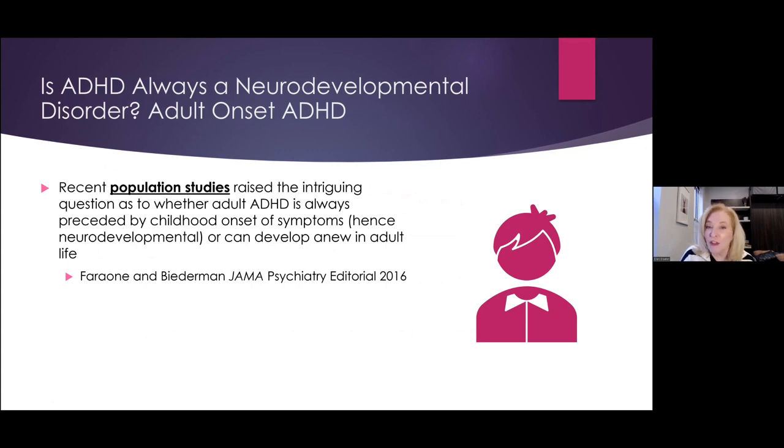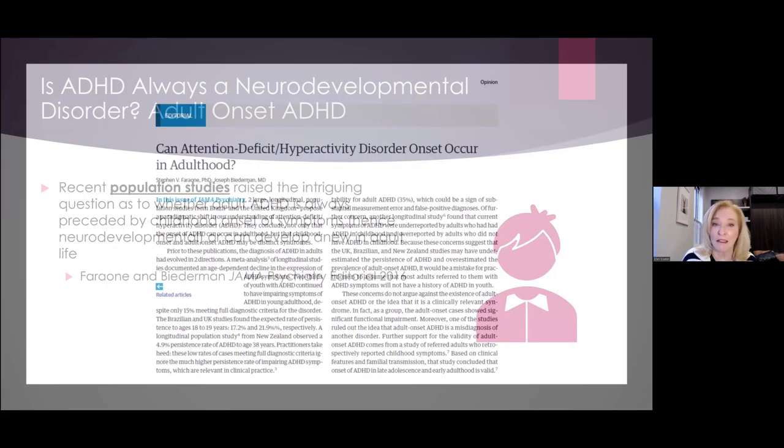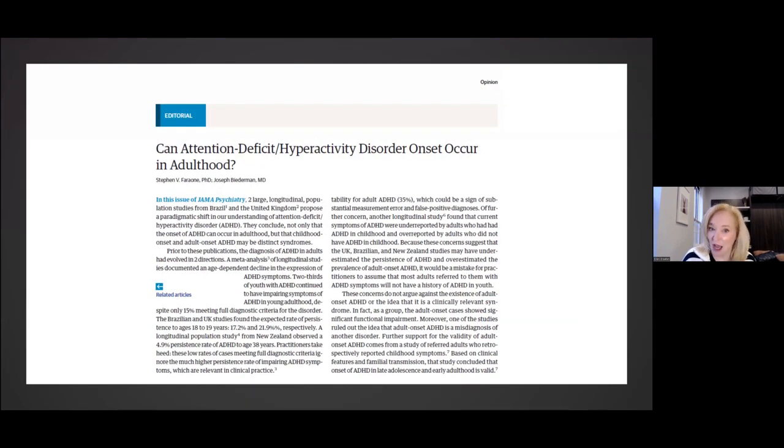So one of the other questions that has come up in the last 8 to 10 years is: is ADHD always a neurodevelopmental disorder? There's still a lot of arguments about this, but recent population studies have raised the question as to whether ADHD is always preceded by a childhood onset of symptoms, which is why it gets the name neurodevelopmental disorder, or if it can develop anew in adult life. And the research is a little bit cloudy on this. I think we're still learning a lot about this.